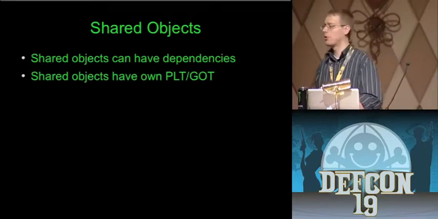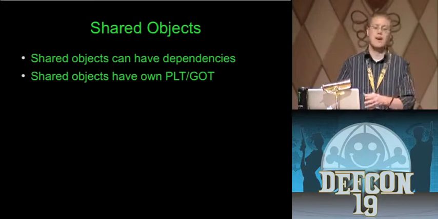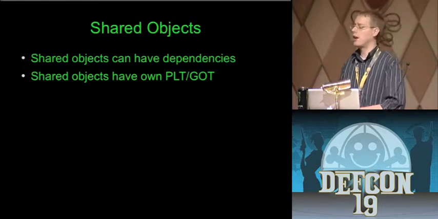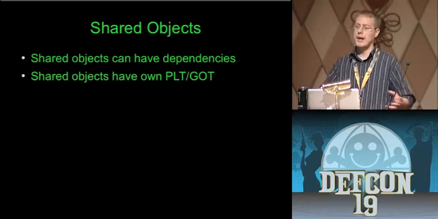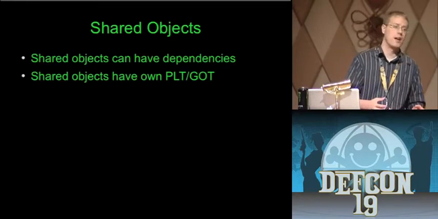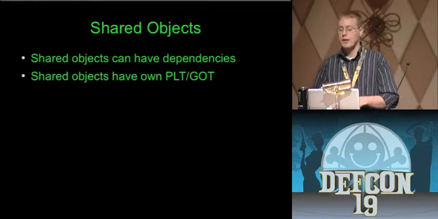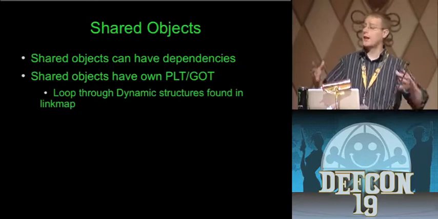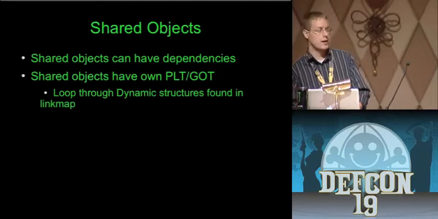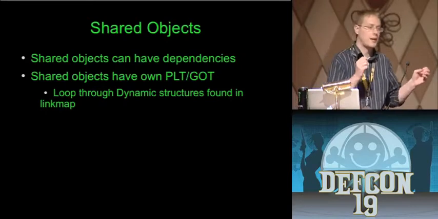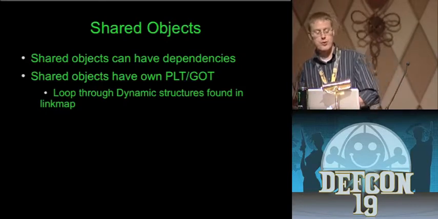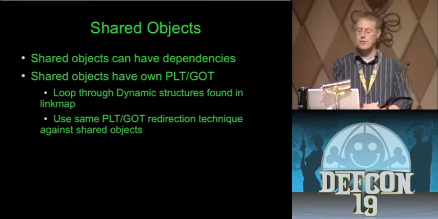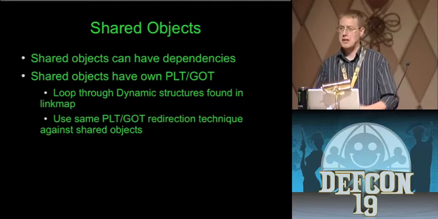Shared objects can have dependencies. Shared objects have their own procedure linkage table and global offset table. Prior to this slide, we were talking about the program's main GOT and PLT. But each shared object, because it can be loaded in random spots in memory, and because it can depend on other shared objects, has its own PLT and GOT. So if you can hijack inside the main program, you can hijack inside shared objects. What you'll do is loop through the dynamic structures found in the link map, and you'll use the same PLT-GOT redirection technique against the shared objects. It's the exact same principle.